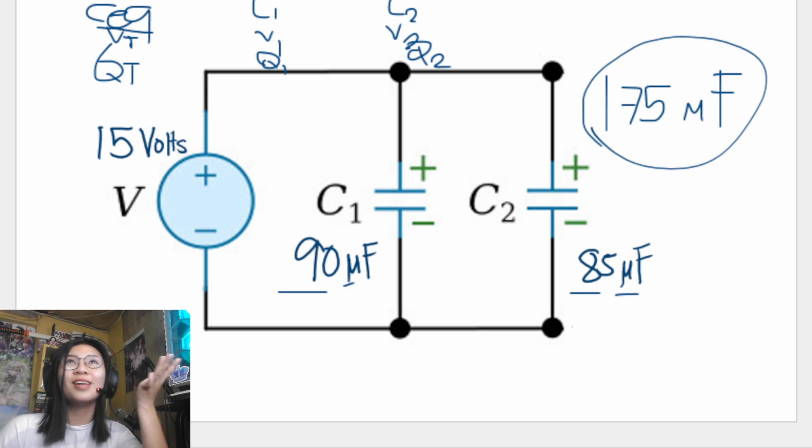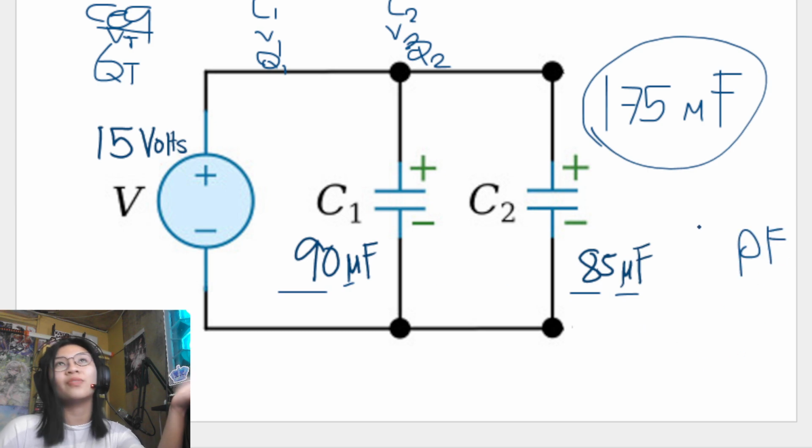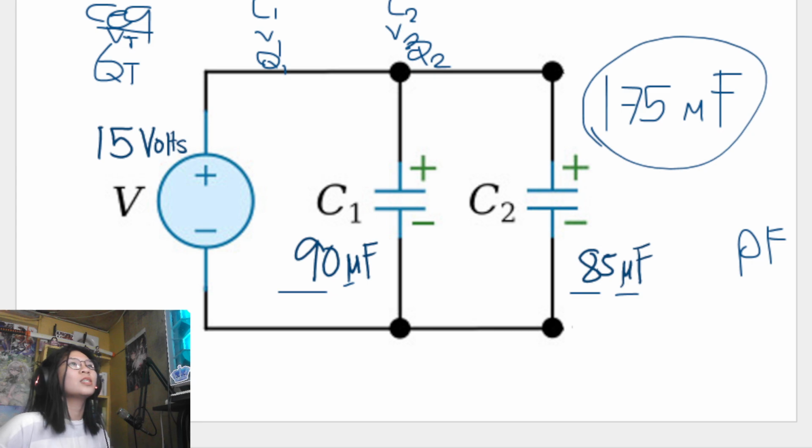Okay? That is how you tackle same prefixes. So if they are both P, then just put P, instead of micro, they are both P. Then it becomes picofarad, so 175 picofarad. So you do not have to multiply by 10 raised to negative 6 in your addition. Okay? That is a shortcut. So CQ is 175 microfarad.